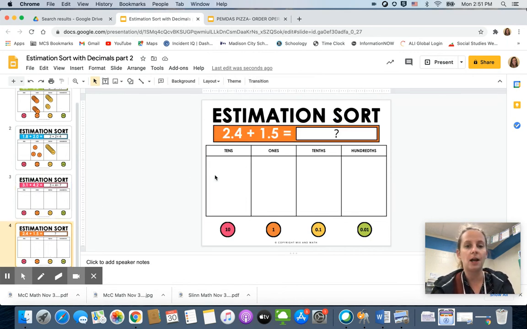Now for this one, you have to think about if you want to round up or down to the nearest whole number to come up with your estimate and then build the numbers. And that's all I'm checking. I'm checking for estimates, not exact answers.